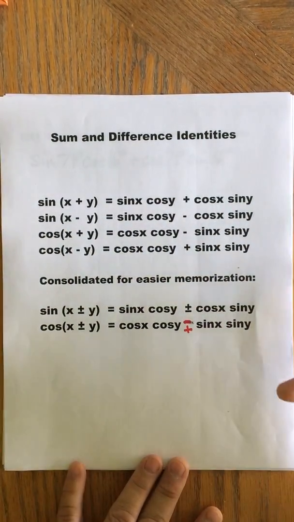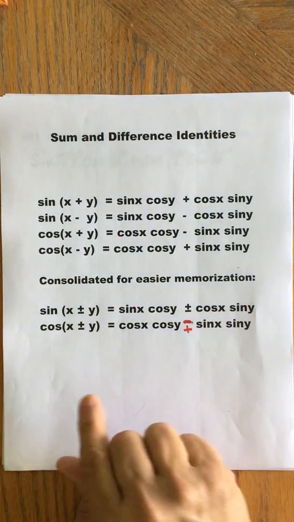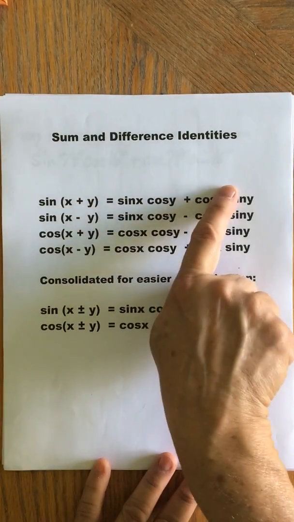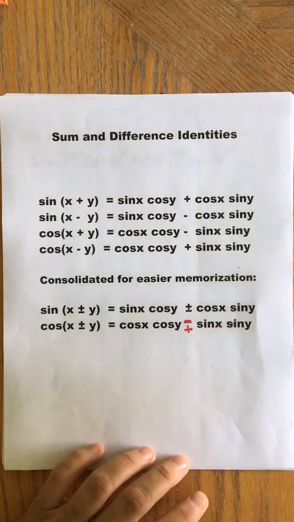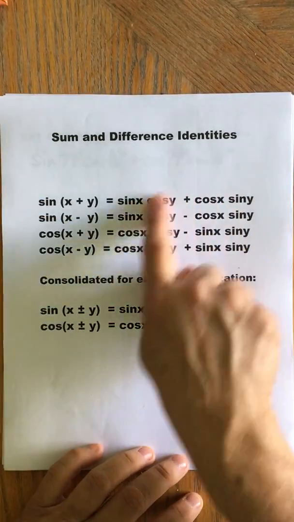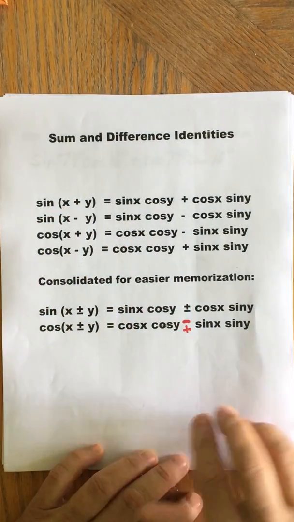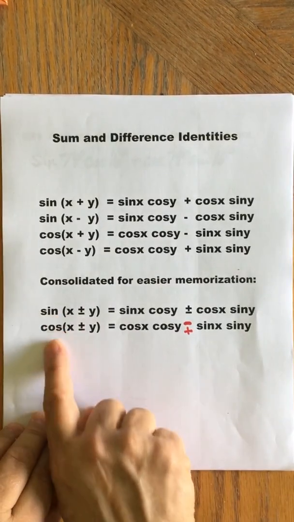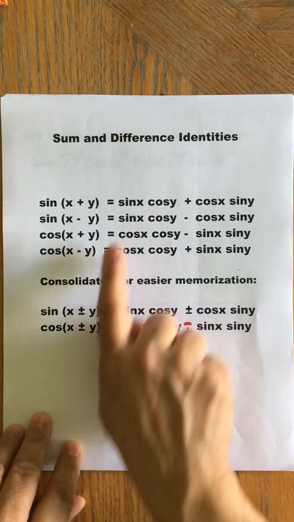So I'm reading it to you that way because you really do have to pay attention to how this is translating. And these are equal, so we can use them going this way or we can use them going that way. So what we're going to do in this video is use them going that way. So we're going to start with an expression that looks something like this and then transform it to something like this.